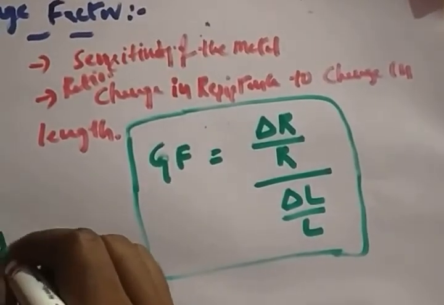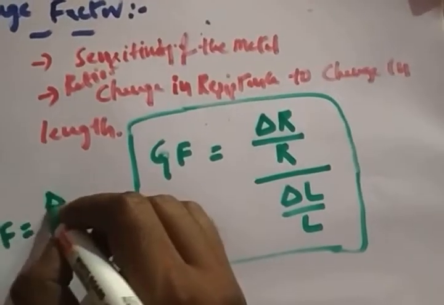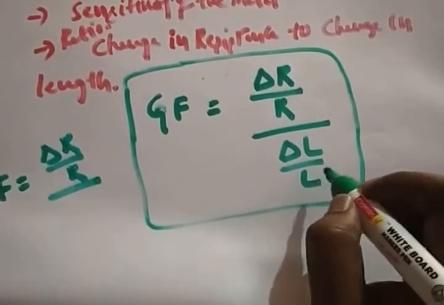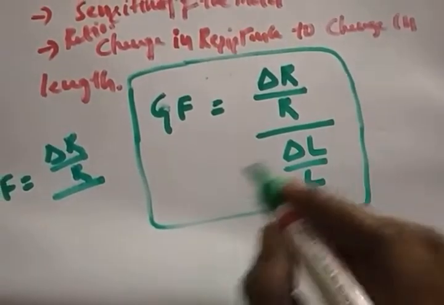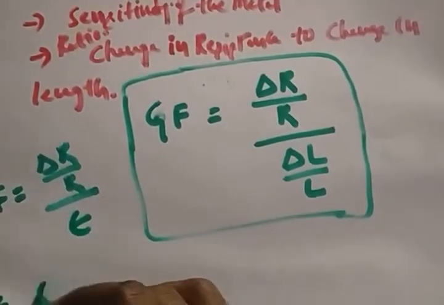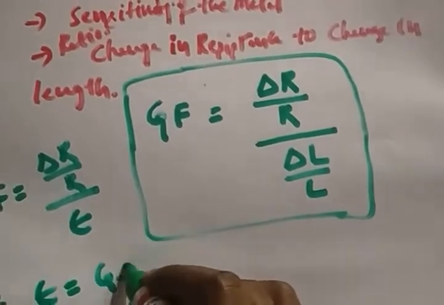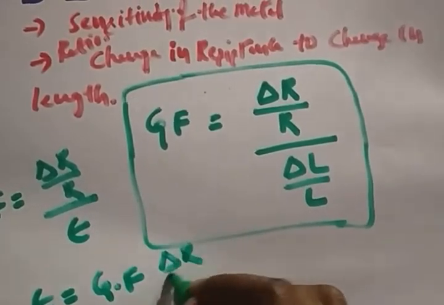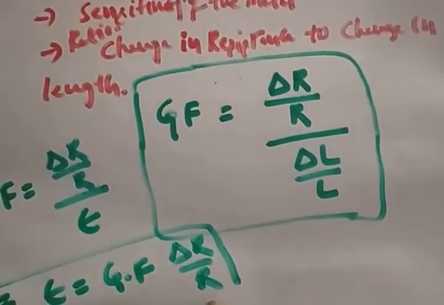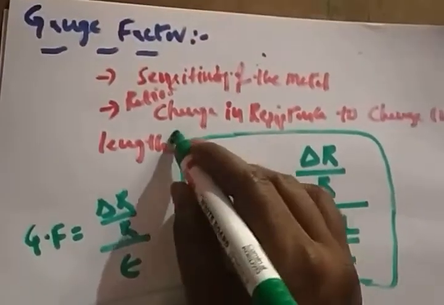Also we can write it as delta R by R divided by delta L by L. So what is delta L by L? Extension per unit length. We can call it strain, right? So from this you can calculate the stress also. Stress is equal to gauge factor into delta R by R. These two formulas are very important.